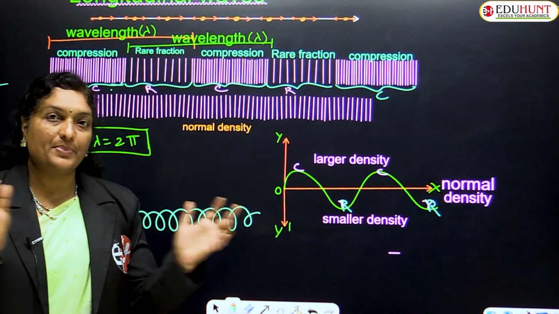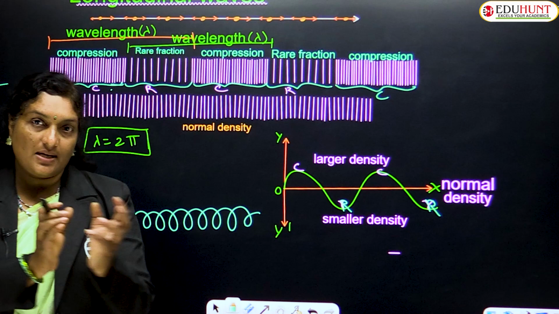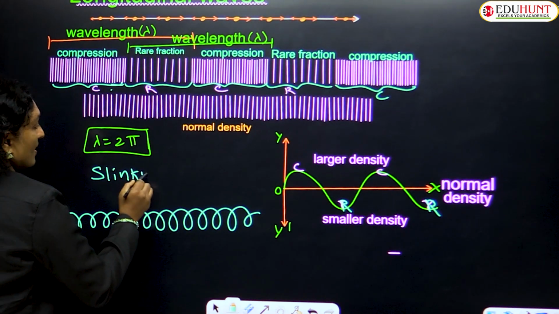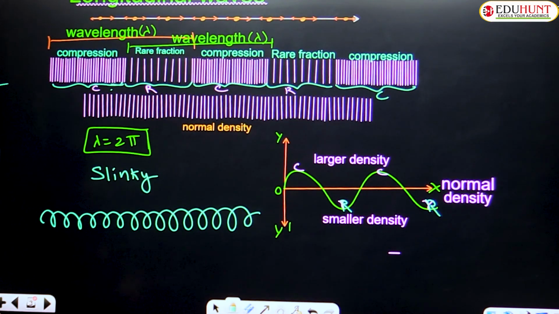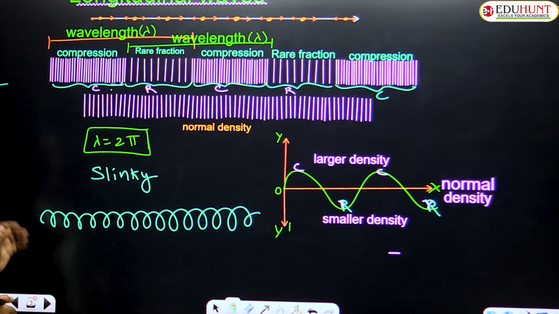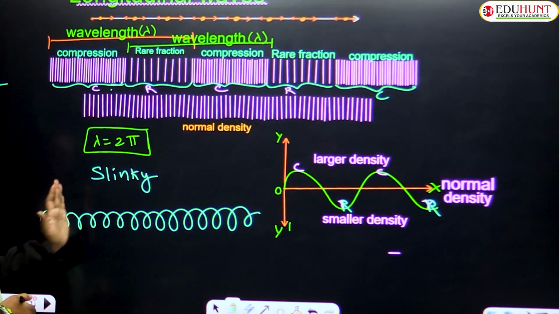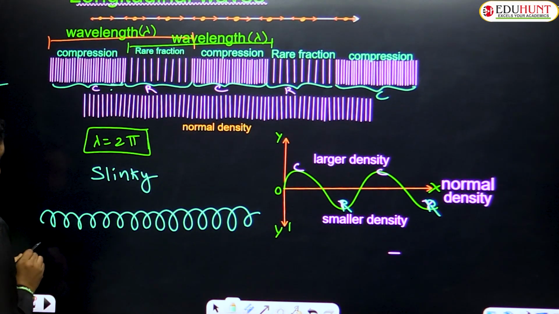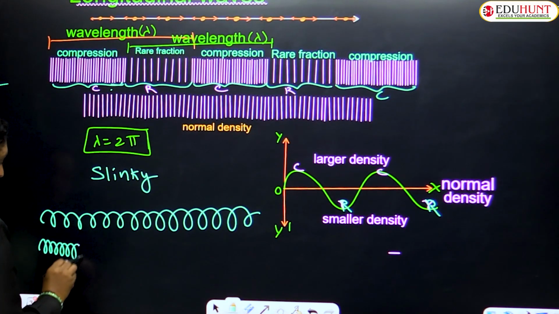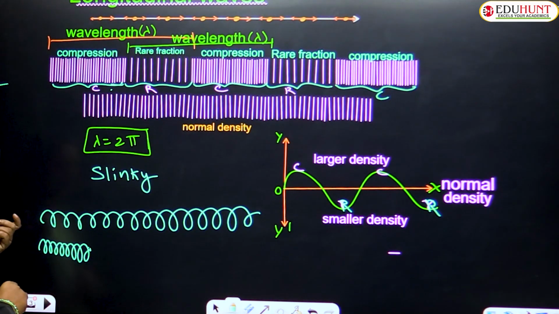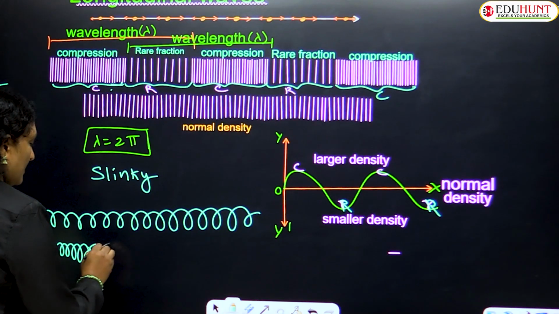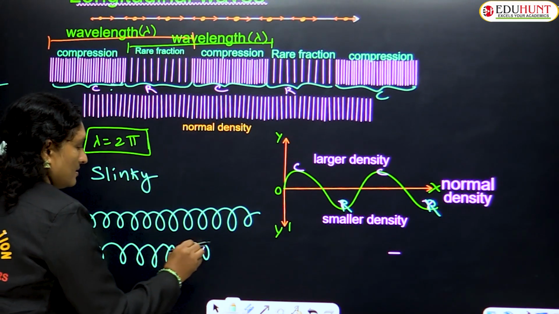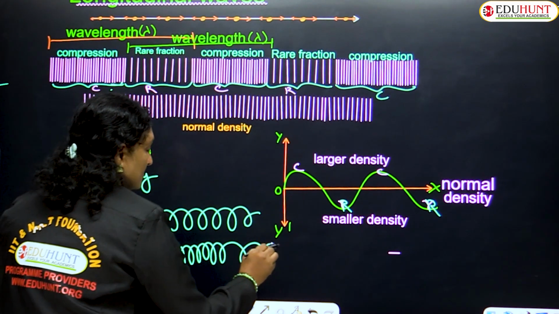A spring in which compression and extension are possible is also called a slinky. Let us try to understand how longitudinal waves are transmitted in a slinky. Whenever you press one end of a spring, the spring takes a new form like this. Wherever it is relaxed, the spring will be like this. Again compressed and again relaxed.